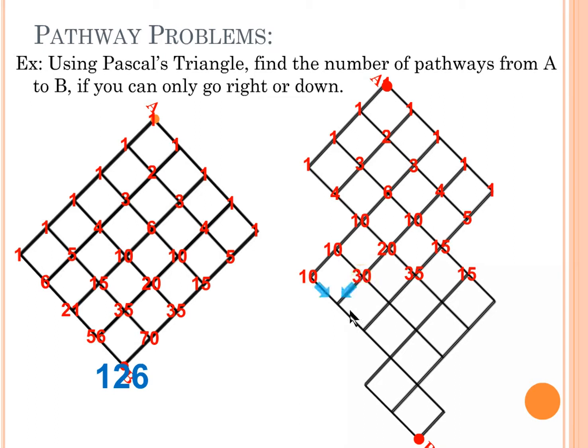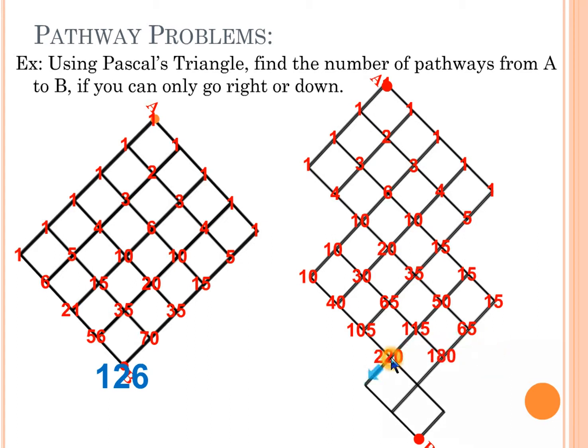All right, 10 plus 30 will be 20. Or sorry, 10 plus 30 is 40. 10 plus 35 is 65. That's going to be 50. This will be 15 as well. And then we just continue the pattern here, adding the numbers, adding the numbers, adding the numbers again.